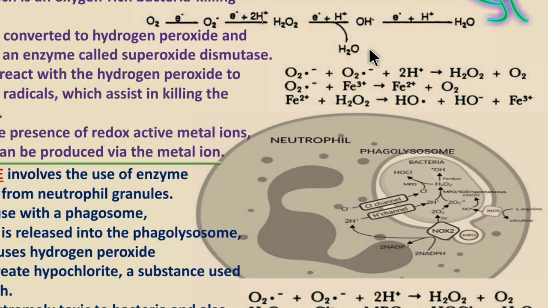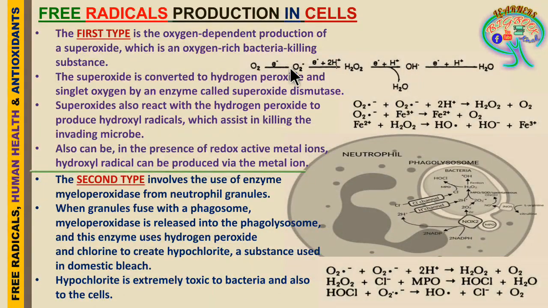So this is how the action of the enzymes metabolically, or the presence of the metal ion metabolically, in the internal source, the first type, that is the oxygen dependent production of the superoxide, is going to take place, and the hydroxyl radical is also going to take place, and also the singlet oxygen is going to take place. So this is regarding the first type.